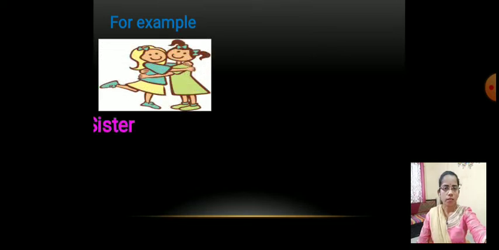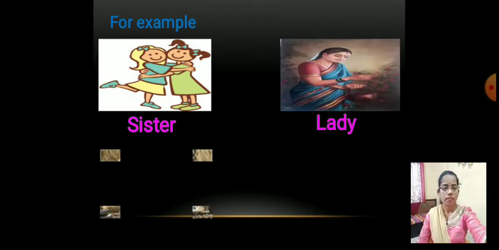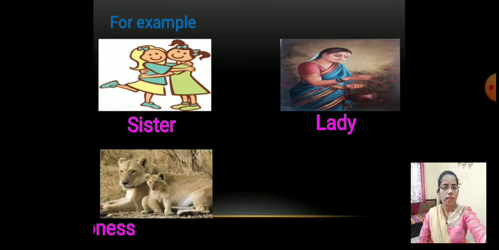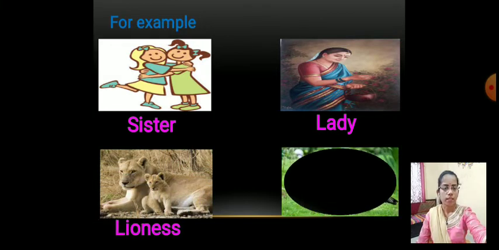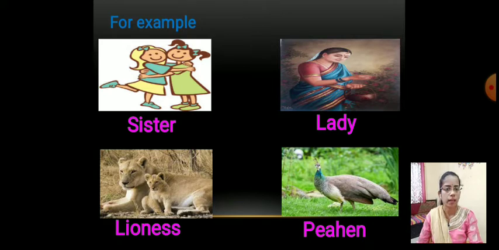First, sister, lady. Next, lioness. And last one, peahen. It means all these examples, sister, lady, lioness, peahen, belong to female nouns or animals. It means they are all feminine genders.